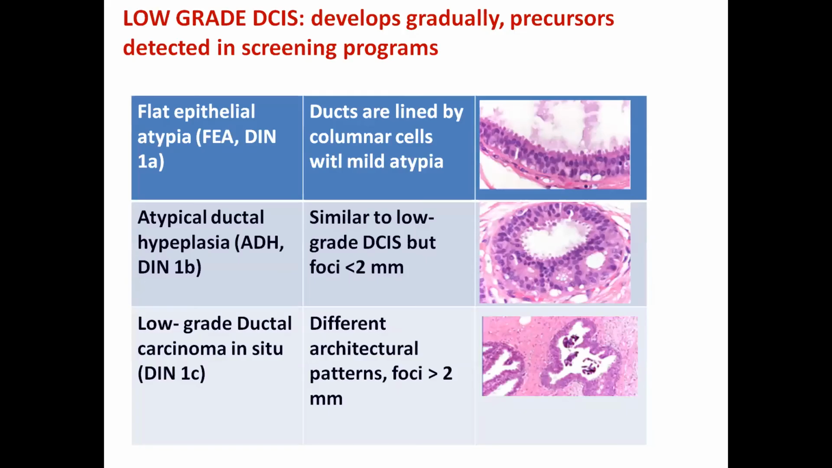Let's start from grade 1. Low-grade DCIS grows very slowly. In screening programs, we see also the precursors. I will not talk about the precursors because how to treat them is a very great discussion in the world. But I just want to tell you that this grows very slowly, and we can see also the precursors that do not have great impact on the health of the patient.